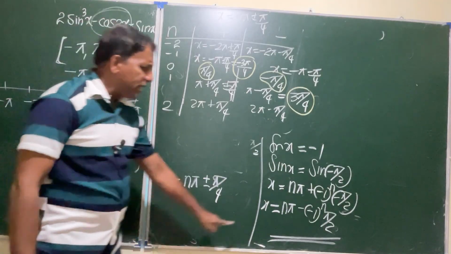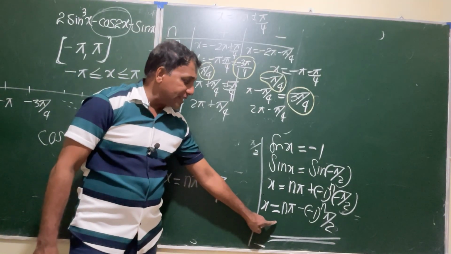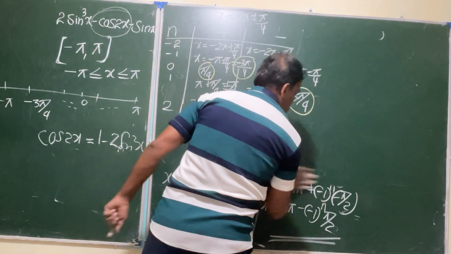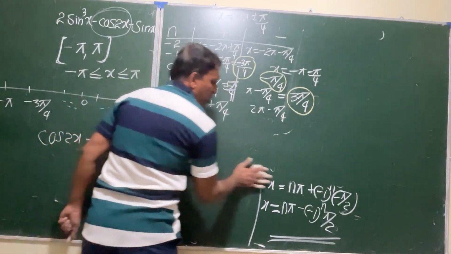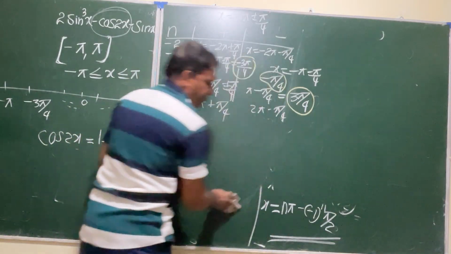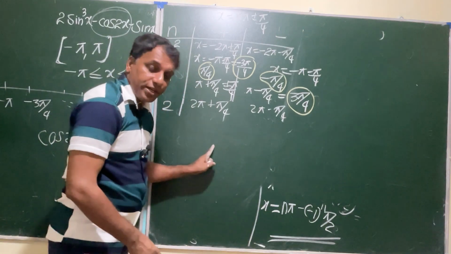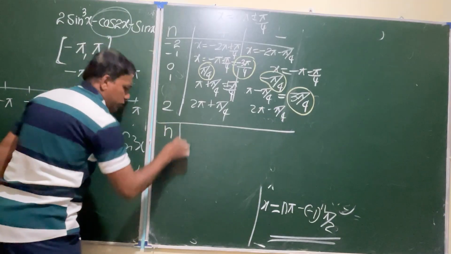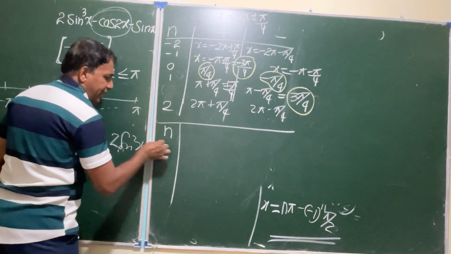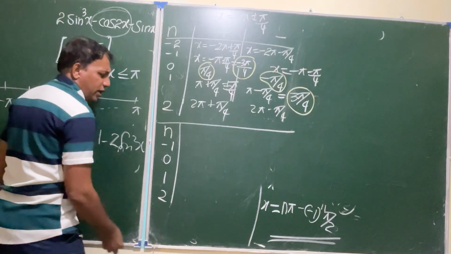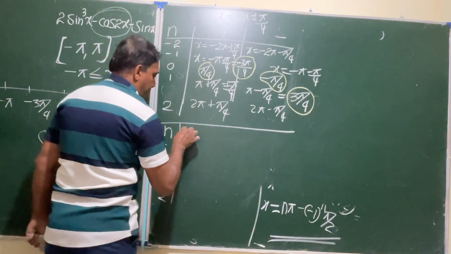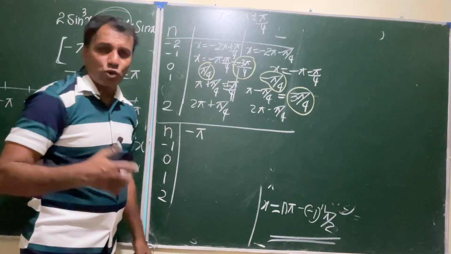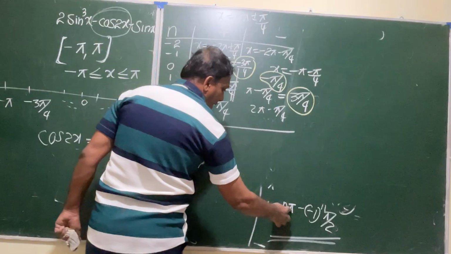Now we come to this solution, n pi plus minus 1 to the power n times pi by 2. Be careful, find the solution for this given range of x. I will work out this here. You put n values separately: minus 1, 0, 1, 2, and check the values. If n is minus 1, that gives minus pi. N can also be minus 1, minus 2, minus 3, and many more.